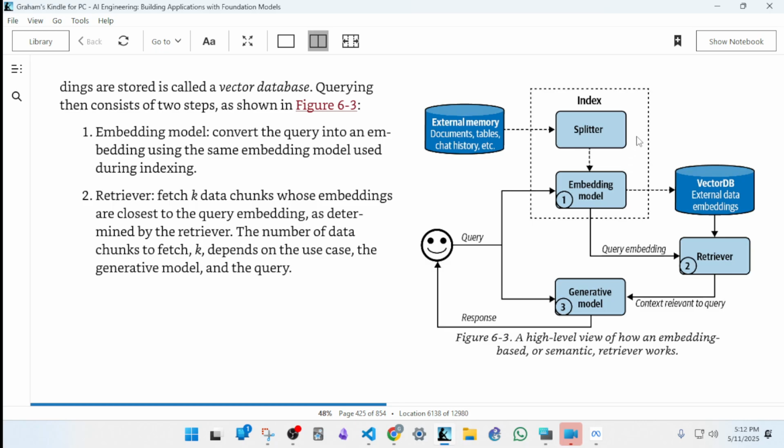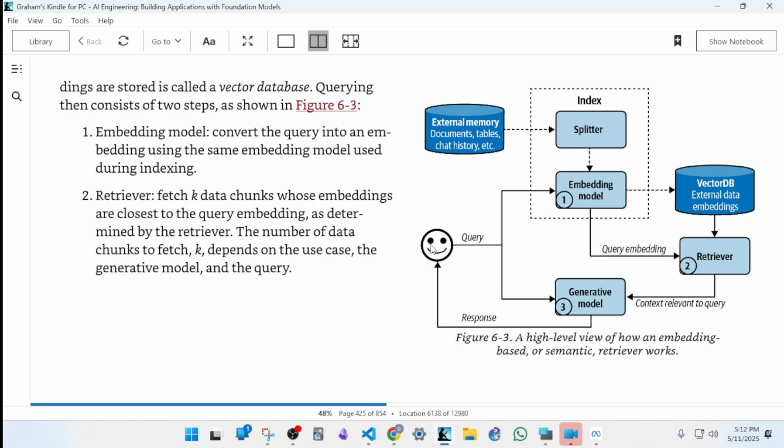So, okay. Number one, embedding model. Convert the query into an embedding using the same embedding model used during indexing. Number two, retriever. Fetch k data chunks whose embeddings are closest to the query embedding as determined by the retriever. The number of data chunks to fetch, k, depends on the use case, the generative model, and the query.